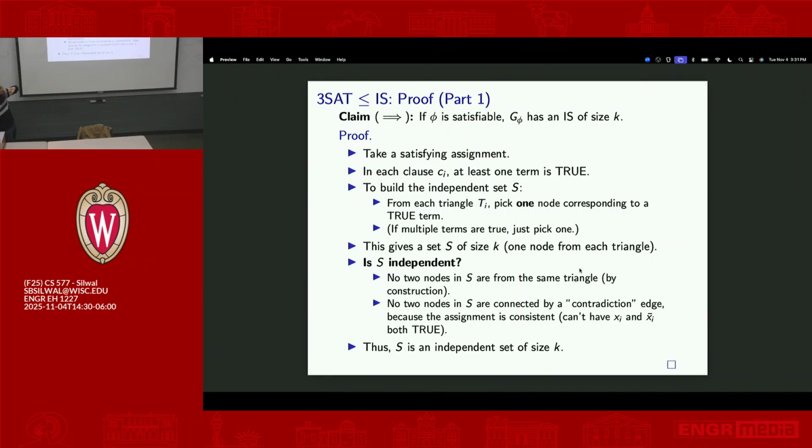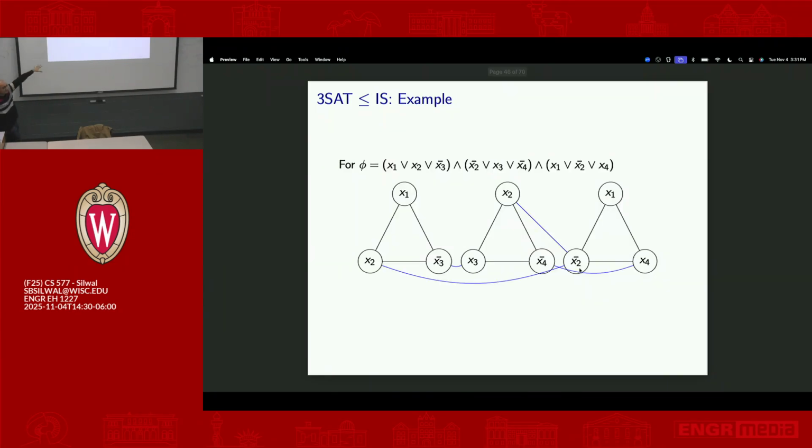Now the other case is if I have an independent set, does that imply a satisfying assignment? And we just go backwards. What does it mean to be an independent set? Because it's a triangle, I only get to pick one node in every triangle. And because I have these contradiction edges built in, I cannot pick a variable and its complement to be true. So what I do is I look at the independent set, and I just set those things to be true in the formula. I know because I have exactly k triangles, right?